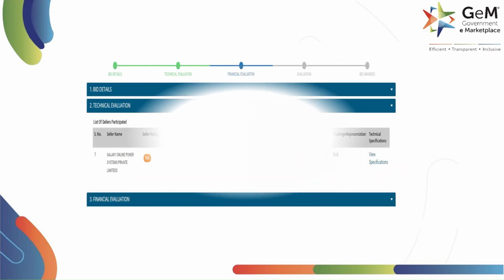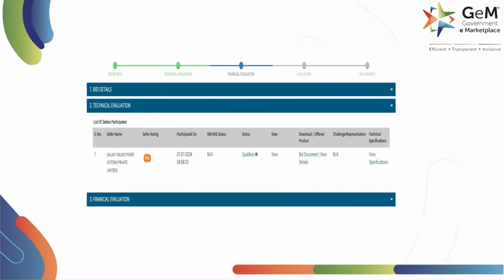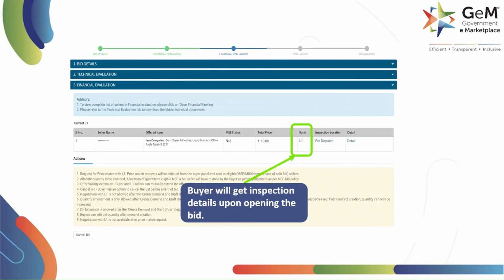After the bid has been submitted and the technical evaluation is complete, the buyer can review the details of the participating sellers. Moving on to the financial evaluation, this is where the buyer can see the offered items, their prices, and the ranking of the sellers. For a bid with inspection, the inspection location and other details will also be visible here.